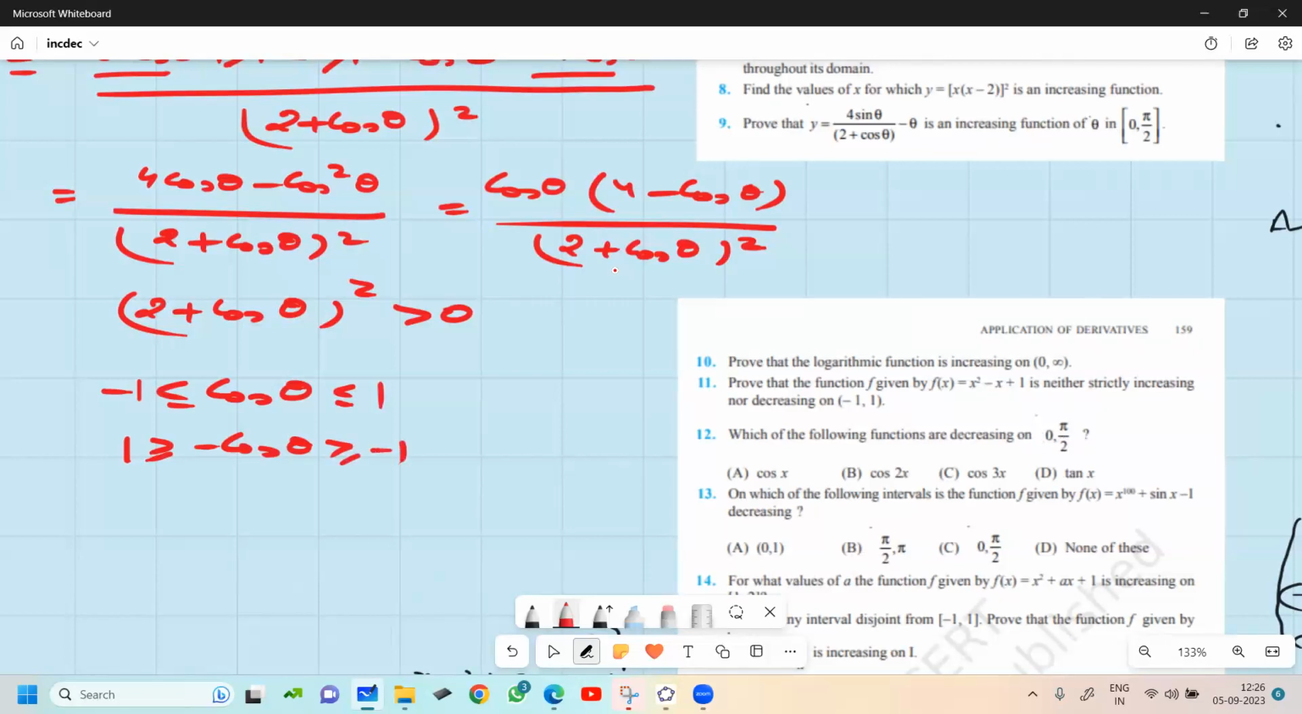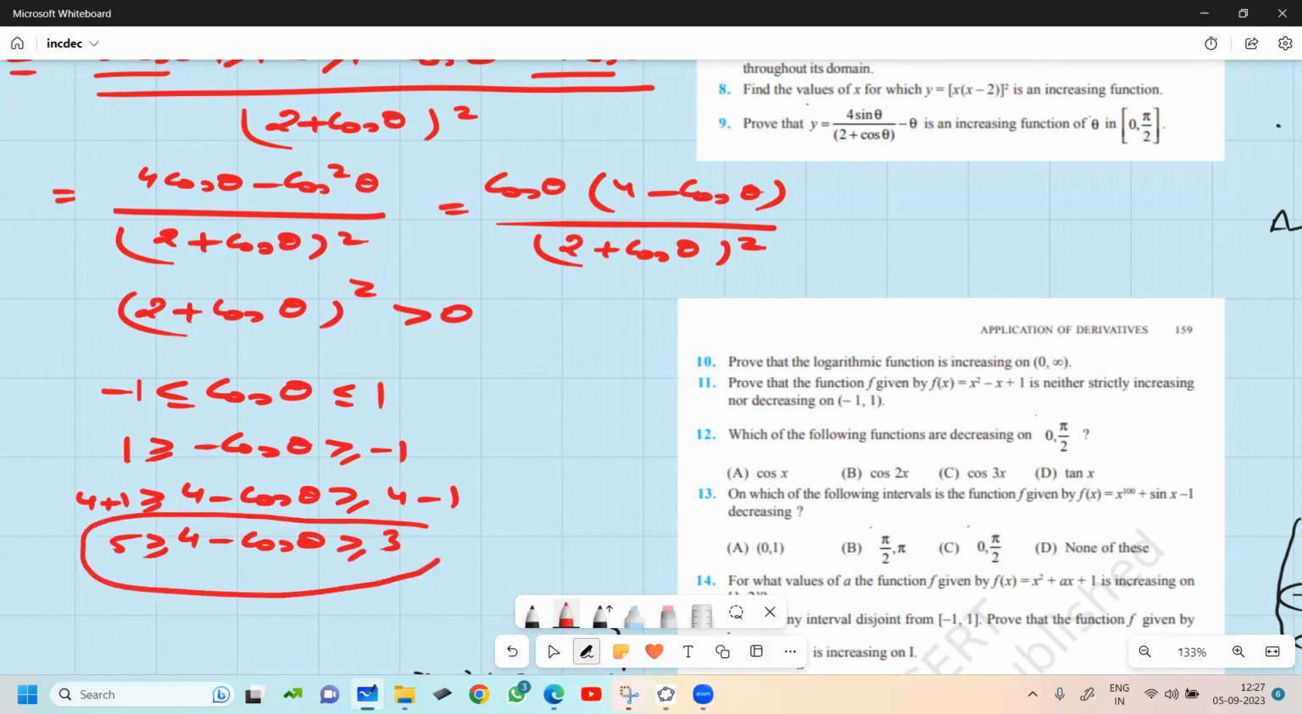Now, I have to make it 4 minus cos theta. So, add 4 to all three parts. So, this is 4 plus 1, and this will be 4 minus 1. So, I am getting 4 minus cos theta lying between 5 and 3. Check. This value is between 3 and 5. So, 4 minus cos theta is also positive, as it lies between 3 and 5. So, f dash x is positive now when cos theta is positive.